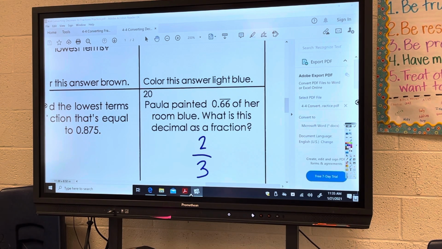All right. I want a fist of 5 of how comfortable you feel changing decimals to fractions. All right. Go ahead. Keep working. I'm going to be walking around to check.